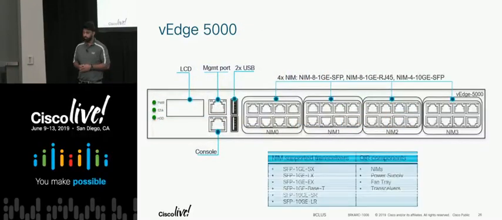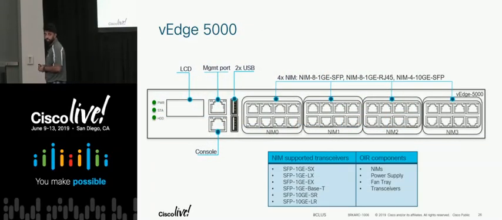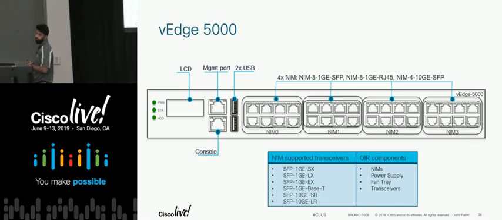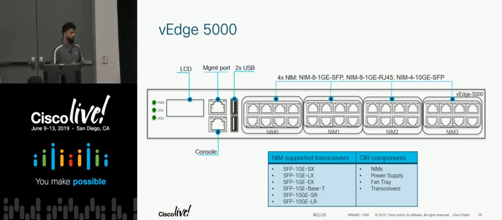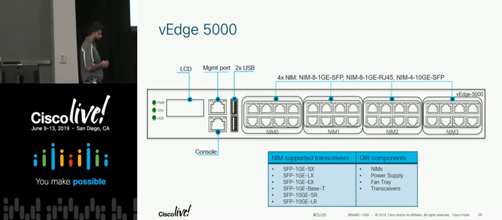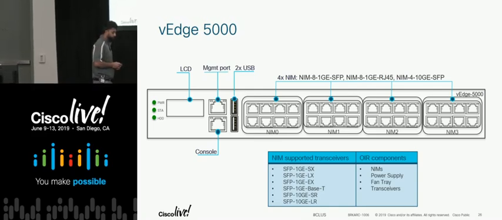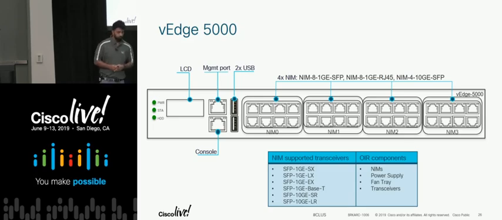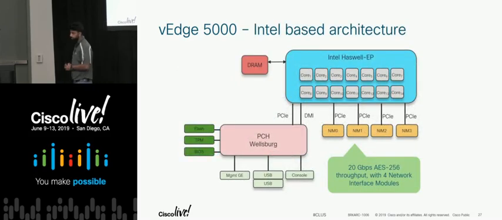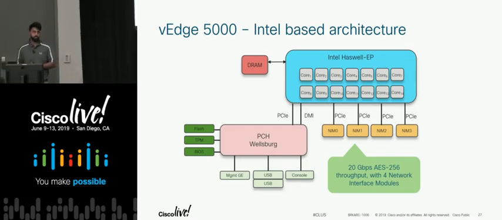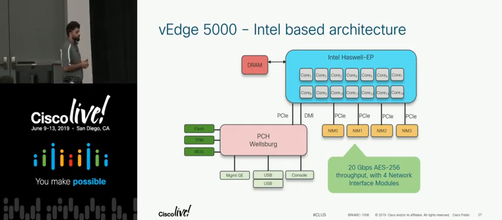Then the 5000. The 5000 has these LED screens, management ports with 4 modularity, like 4 NIM ports. And there is this table for your reference on the SFP port support. On the architecture part, again the vEdge 5000 system is rated as 20 gig AES 256 throughput.